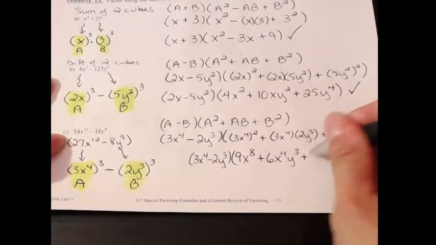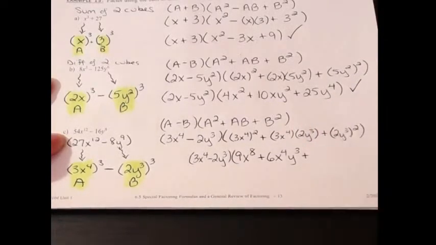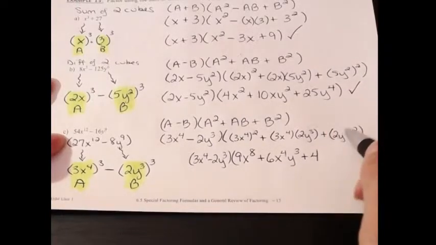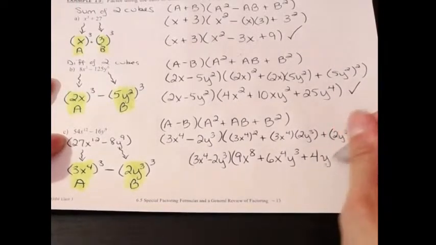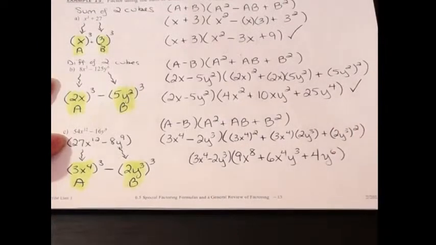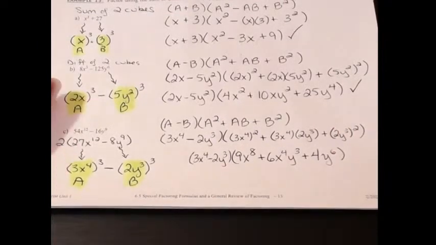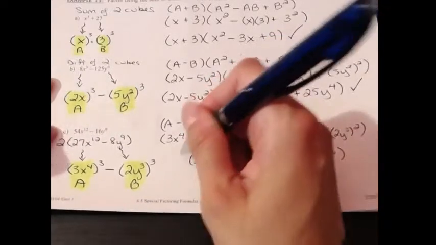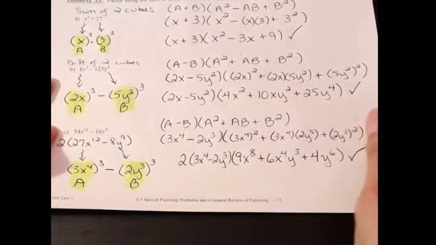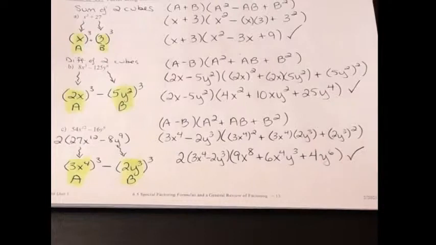Excellent. And then plus 2y to the third times 2y to the third, well, just think of it as 2 times 2, which is 4. And y to the third times y to the third is y to the sixth. I'm going to lift my finger up because I have my 2, which is my GCF, and I'm going to write it directly in front so that represents the final answer.